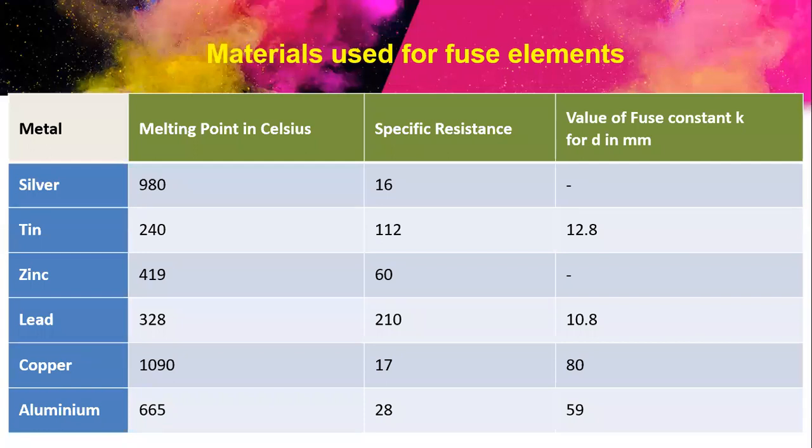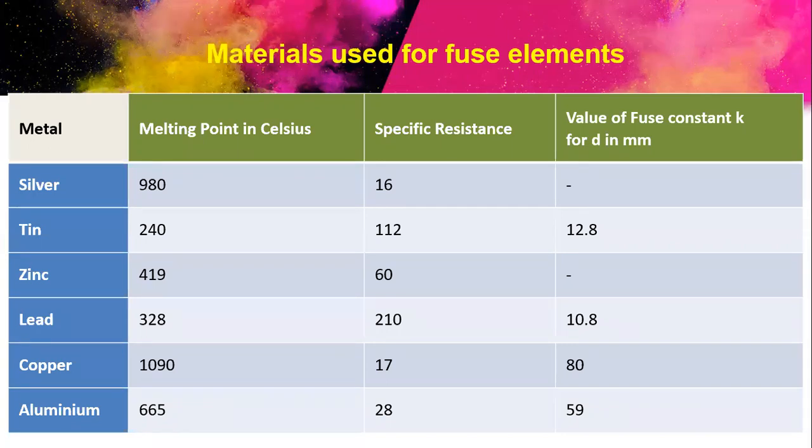So for example, you can take copper. Copper has a high melting temperature, 1090 degrees centigrade is required. That means the current flowing through the fuse element tries to build up the temperature to nearly 1090 for copper. At the same time, 80 is the K value, and D is the diameter of the conductor. So based on this, we are going to get the minimum fusing current value. We can easily calculate it based on the K value and D value. At the same time, we know the melting points of the generally used fuse elements in electrical engineering.